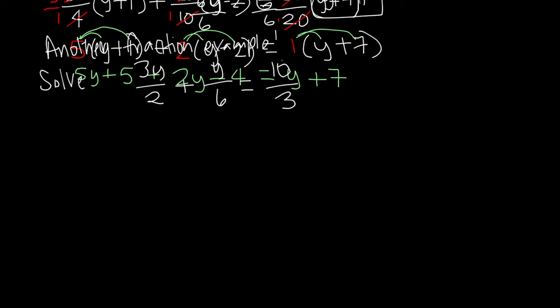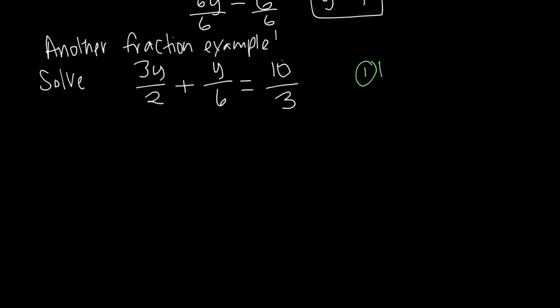Let's do one more fraction example that we didn't do in class just because these are a little bit tricky. So we start with 3y over 2 plus y over 6 equals 10 over 3, and we want to find the least common denominator.